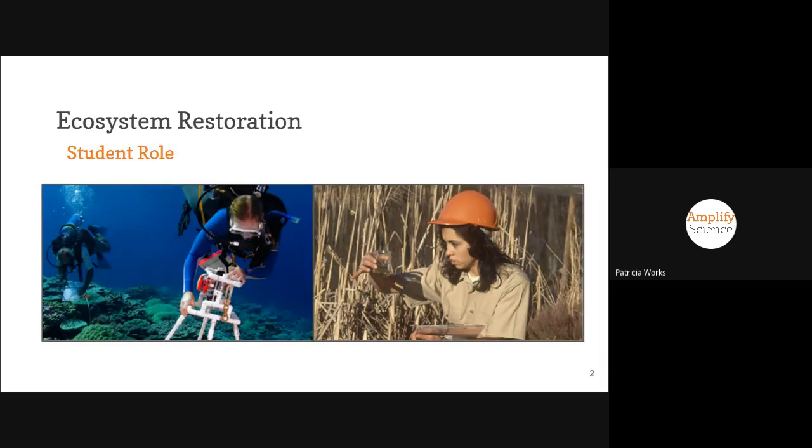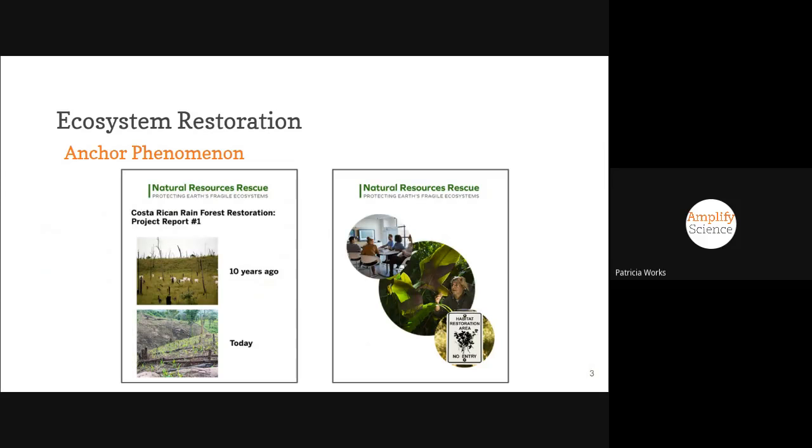In ecosystem restoration, students take on the role of ecologists working for Natural Resources Rescue, a group that works to protect and save fragile ecosystems around the world. Students learn that they have a project report from Natural Resources Rescue about a problem in part of the Costa Rican rainforest ecosystem. A portion of the ecosystem is failing.